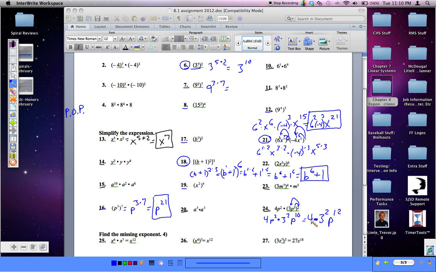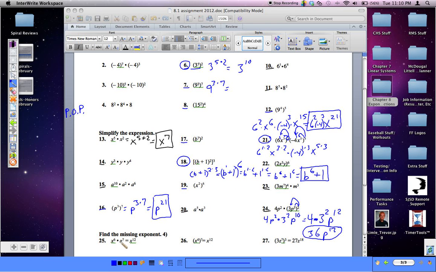Now if I did take 4 times 3 squared, that's 4 times 3 times 3. All of that's going to total to be 36. Since that's an easier number or a relatively small number, I'll go ahead and simplify that all the way down. Okay? And that's your help with lesson 8.1.